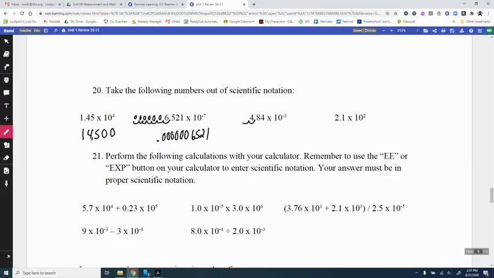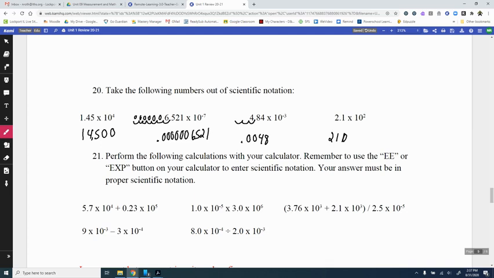So 1, 2, 3. So it's going to be 0.0048. And last one, we're going to move it to the right this time because it's a positive exponent. So 2 places. I don't know why I wrote a 1 there. So it's going to be 210.